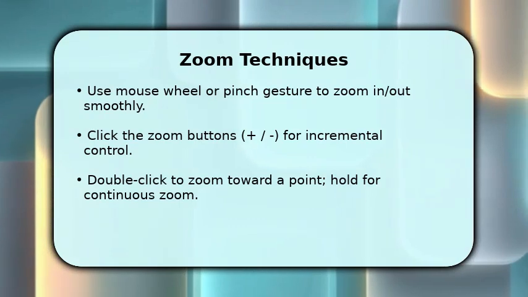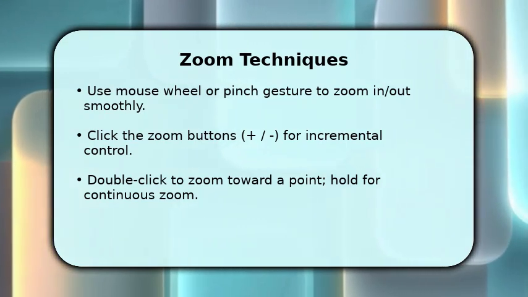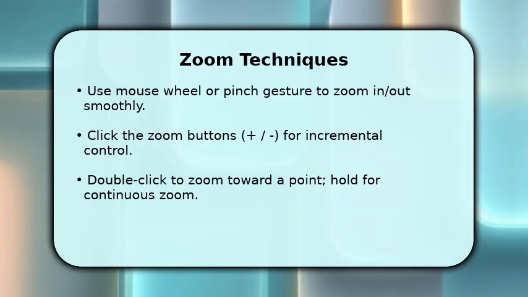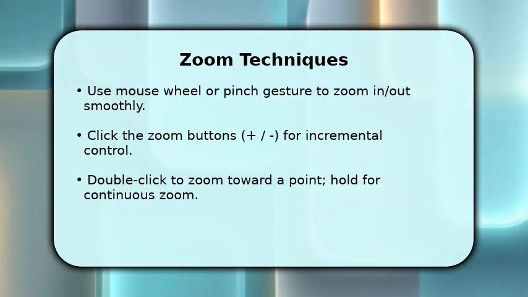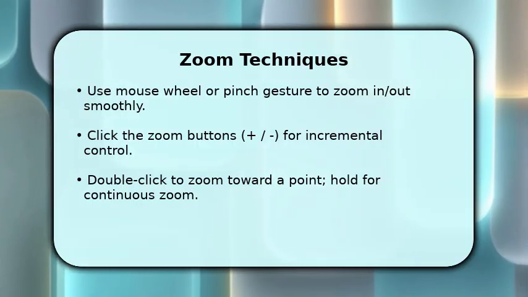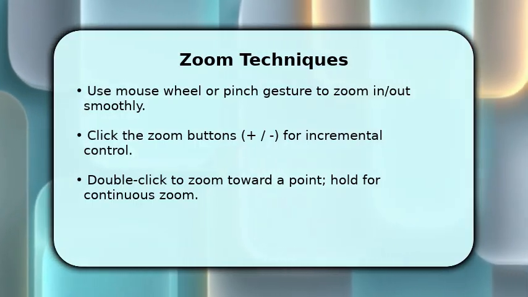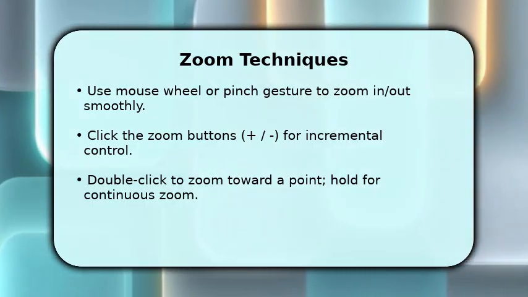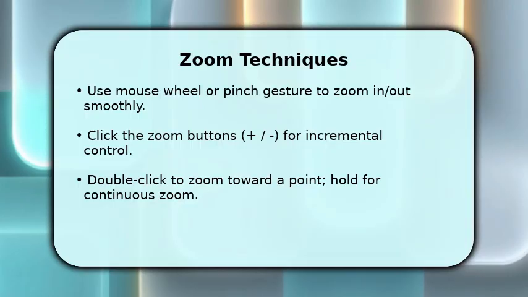Once in Street View, you have multiple zoom methods, so pick what fits. On desktop, scroll the mouse wheel for smooth zooming or use the on-screen plus and minus controls for steady steps. On touch devices, pinch with 2 fingers to zoom in or out. It's precise for faces or signs. Double-clicking zooms toward a specific spot, which is handy for reading text at distance.